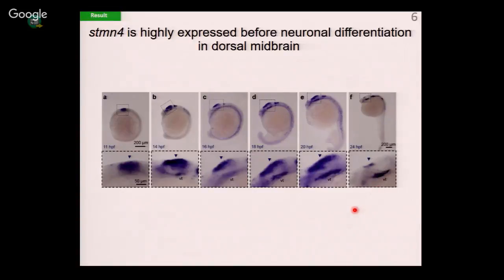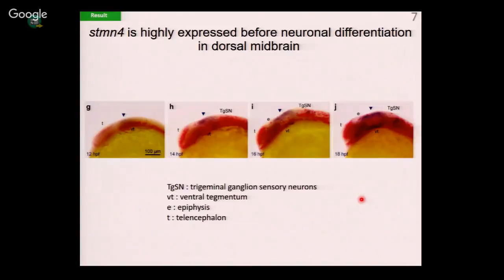The authors raised a hypothesis that Stathmin4 might inhibit neurogenesis during early brain development. So they carried out double in situ hybridization against Stathmin4 and ELAV-like neuron-specific RNA binding protein, ELAVL3. ELAVL3 is a neuron-specific marker. The color purple indicates Stathmin4. Color red marks ELAVL3, which indicates neurons. Arrowheads point out the dorsal midbrain.